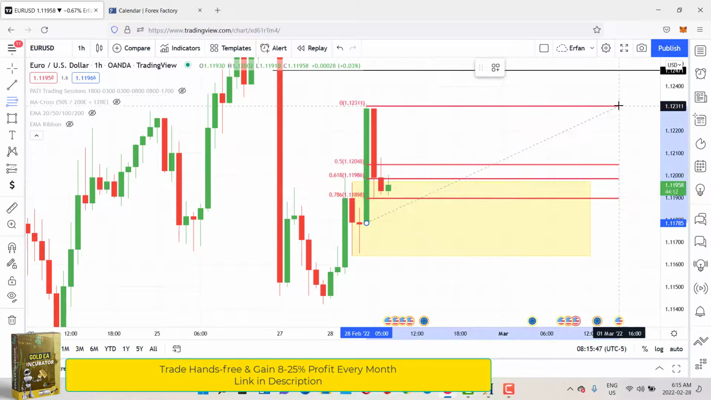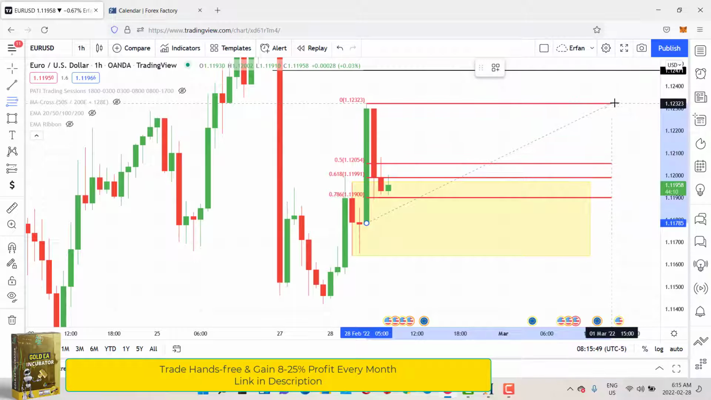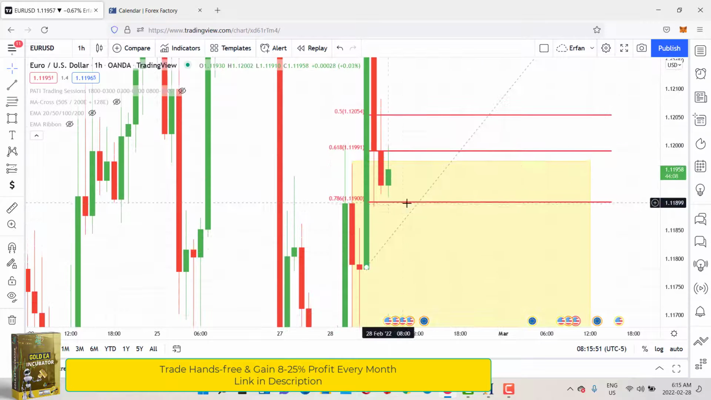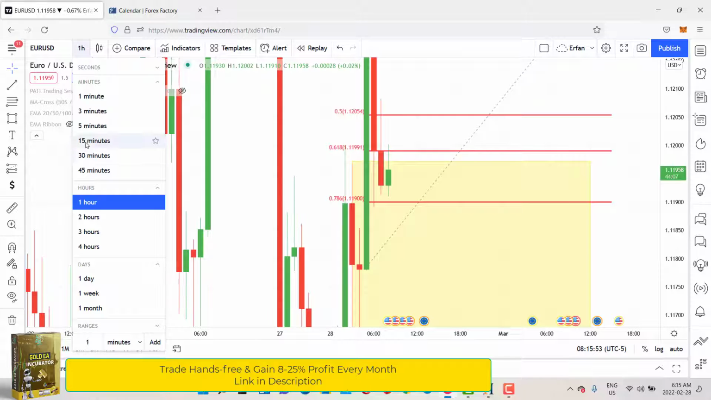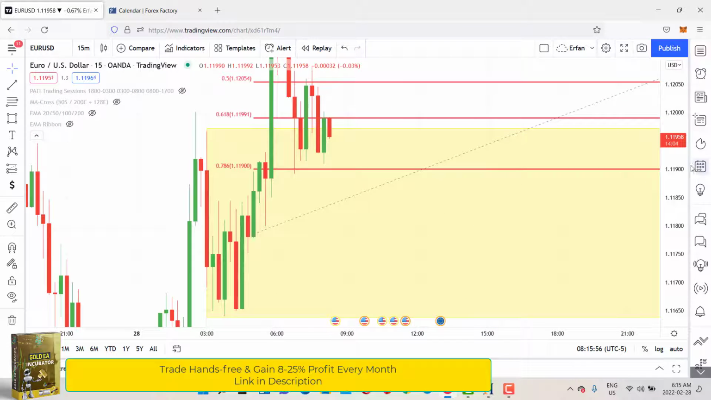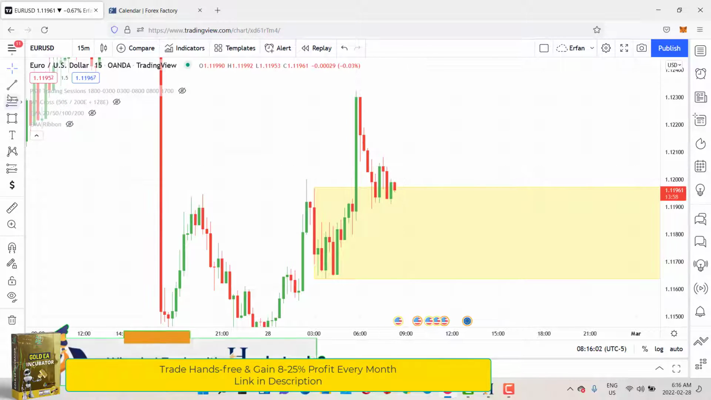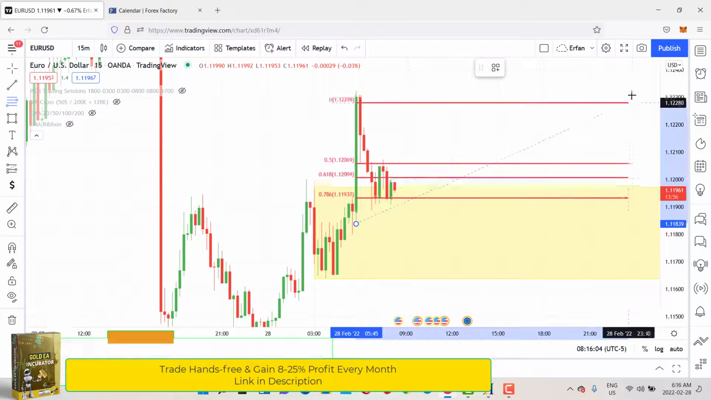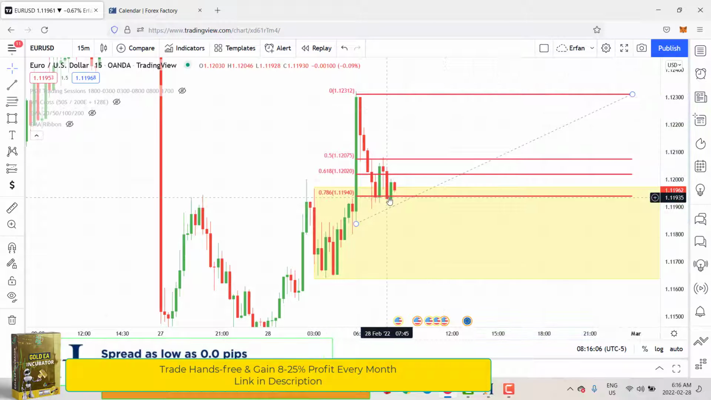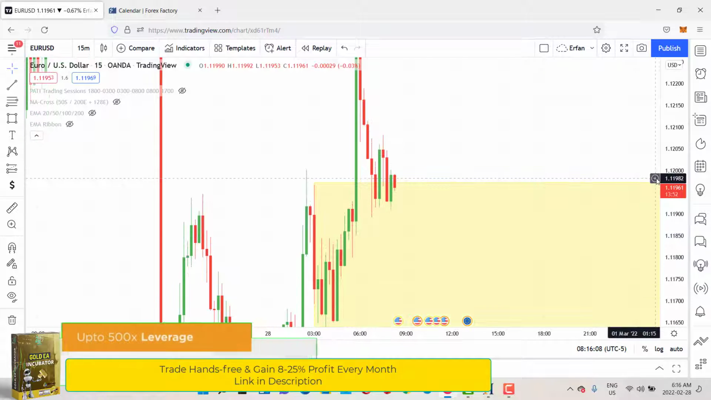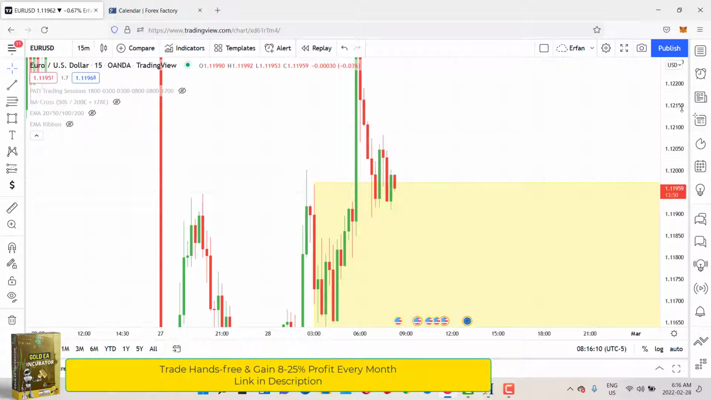But if I want to use my Fibonacci, you'll see that we have our 70% level exactly right here. And if I go to 15 minutes, you'll see that this is exactly what's happening. I'm going to start it from here all the way to here, but it actually broke the 70% level. So I'm not really counting on a Fibonacci level for now.